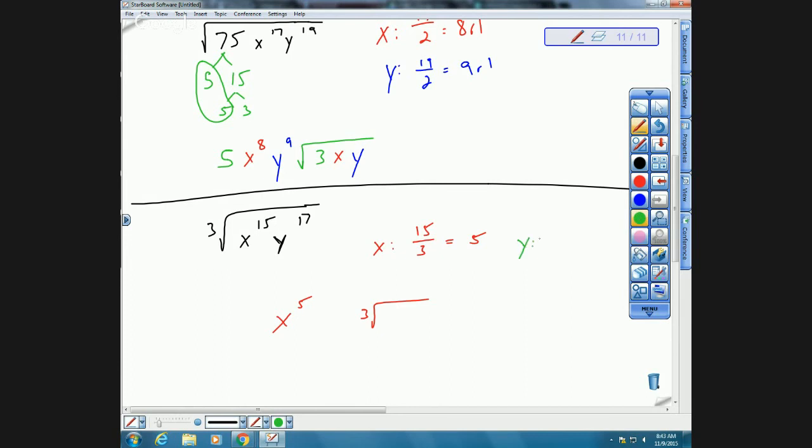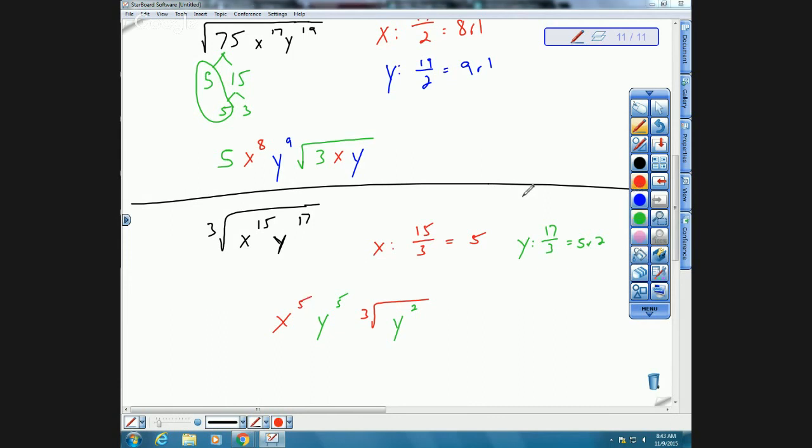What about my y's? I have 17 divided by 3. What would that be? 5 with the remainder of 2. So there's 5 groups that break out, and there's 2 that are left in. They didn't have enough friends to break out. I got to have at least 3 to break out of cube root jail.